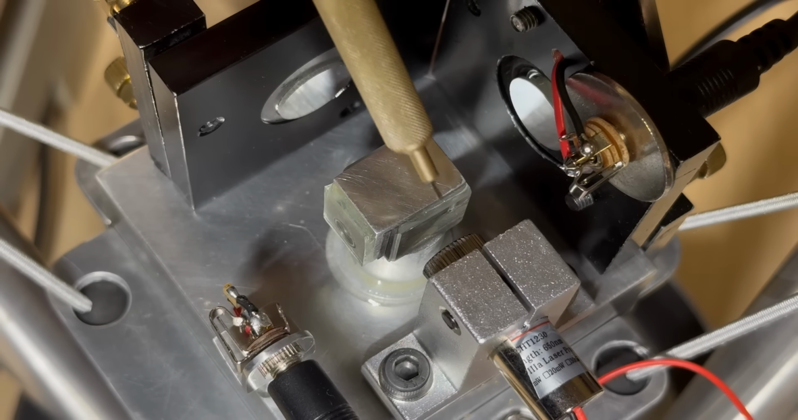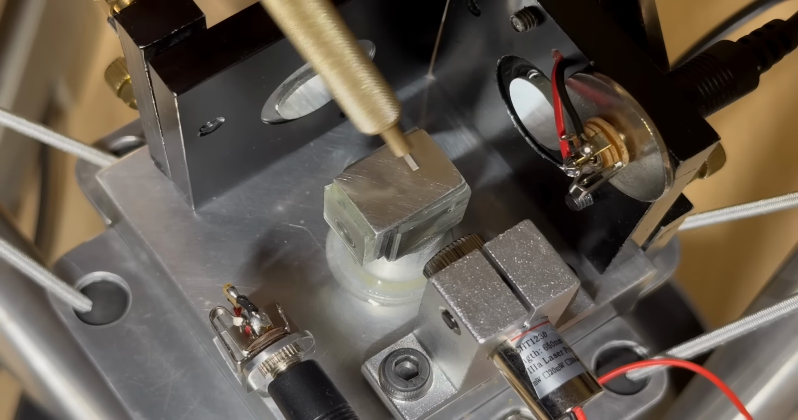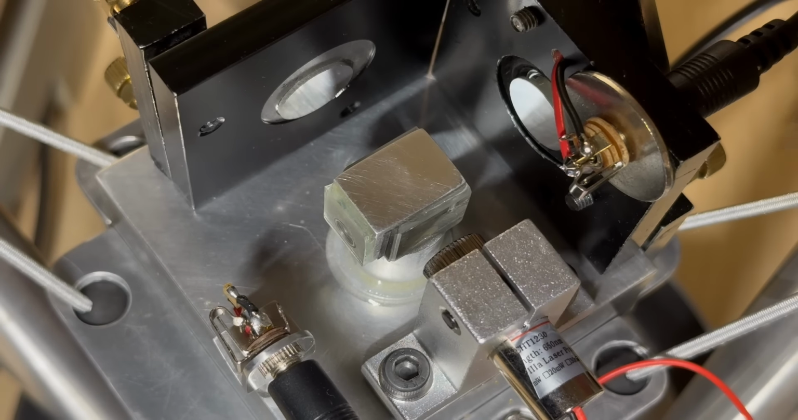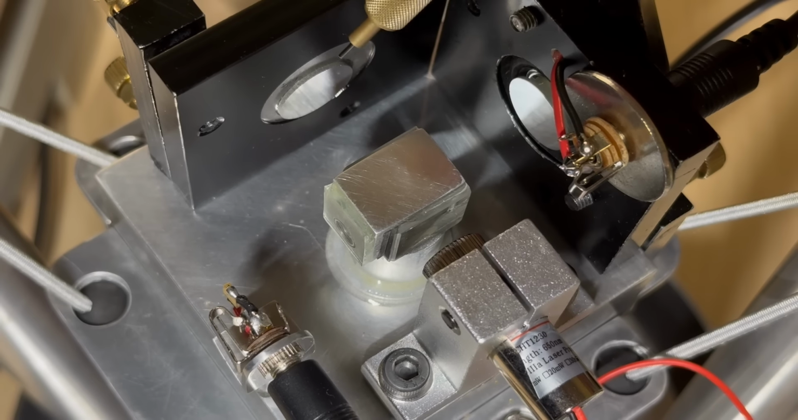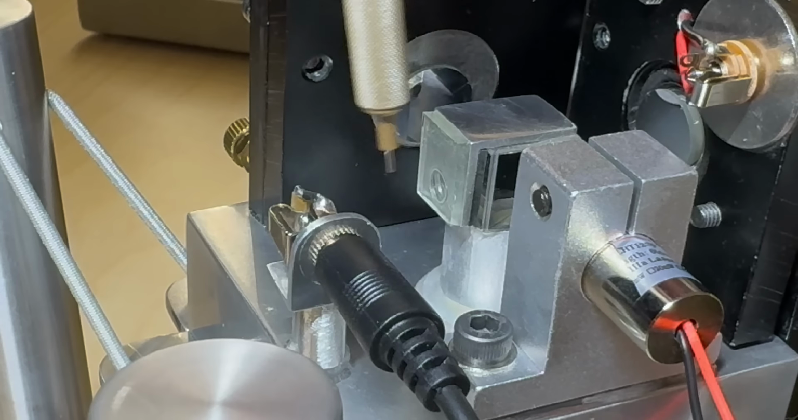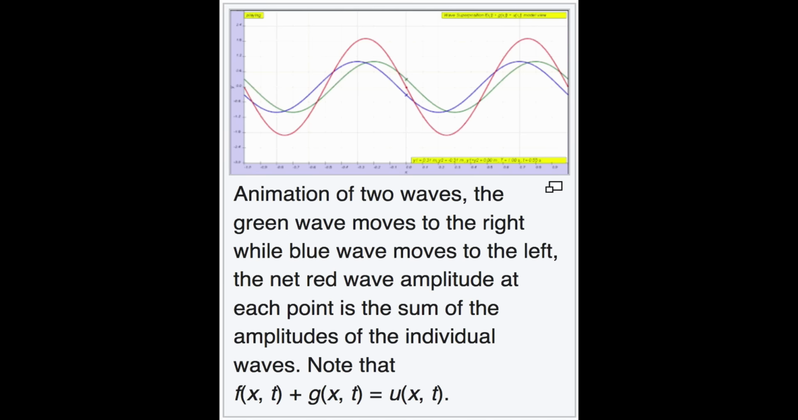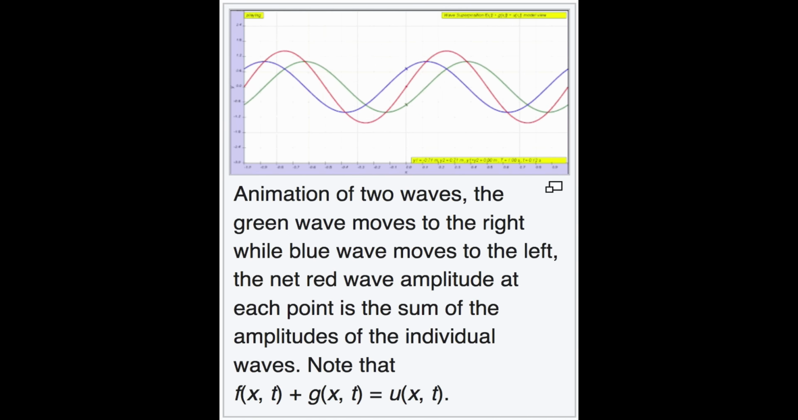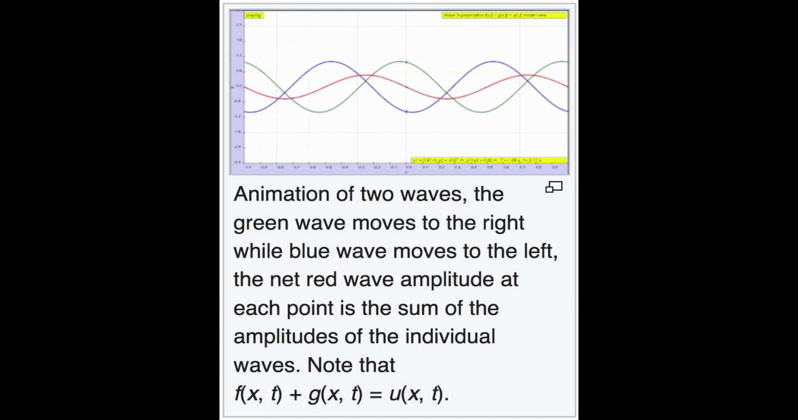So one beam takes this path, and the other beam takes this path. Which means in this region, we have two beams superimposed on each other. When lasers are superimposed like this, they interfere with each other.